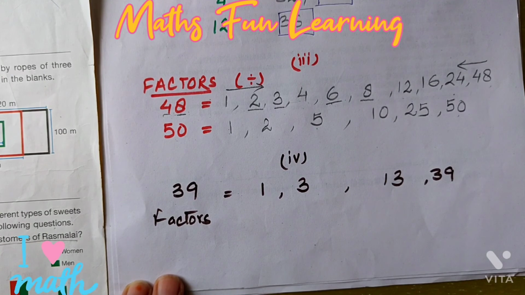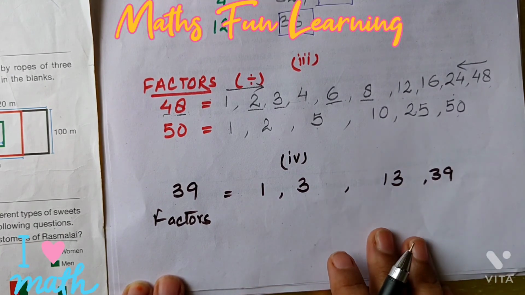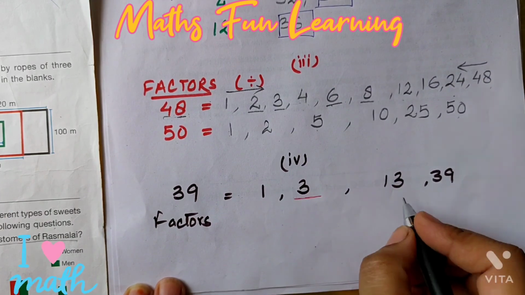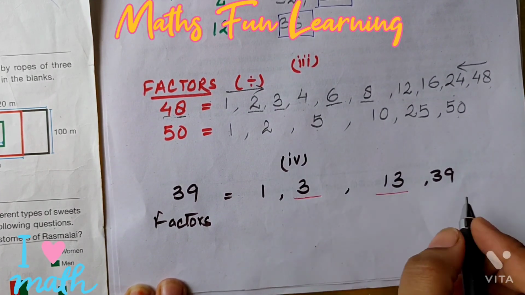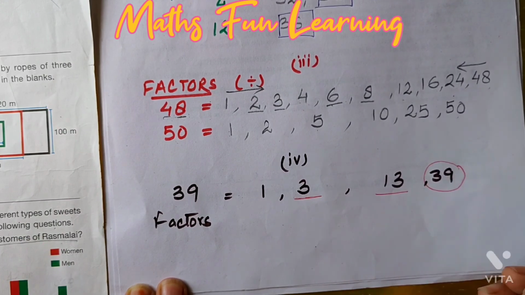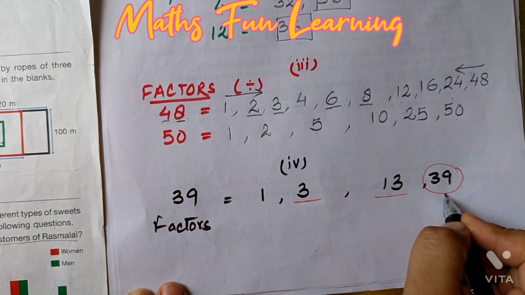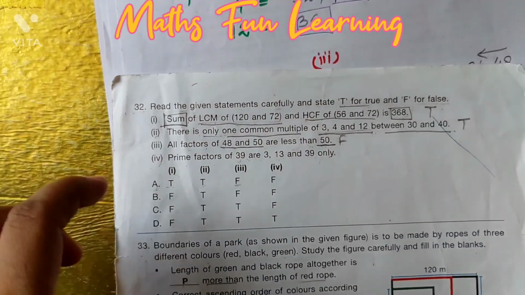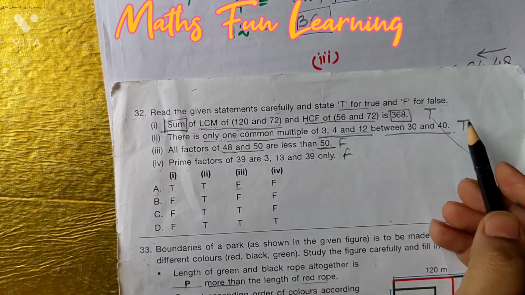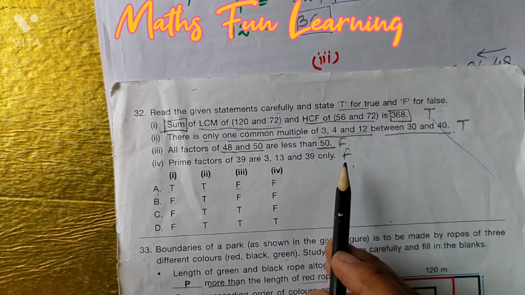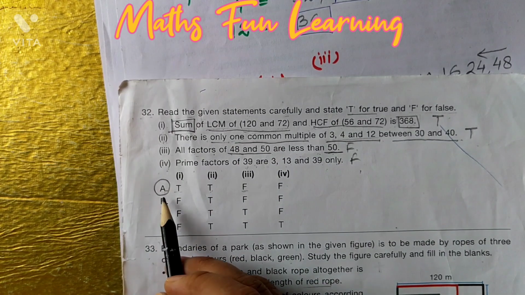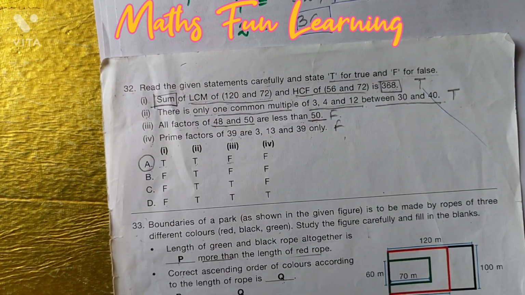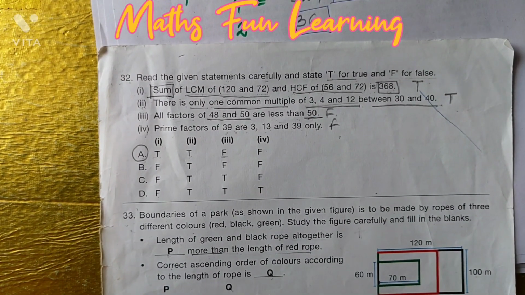Find out whether all the factors are prime factors. Let's see. 3 is a prime number, 13 is a prime number, 39 is not a prime number, dear. It is a composite number, right? That means this is also false. Look here, your options are true, true, false, false. So that means your question number A option is correct.